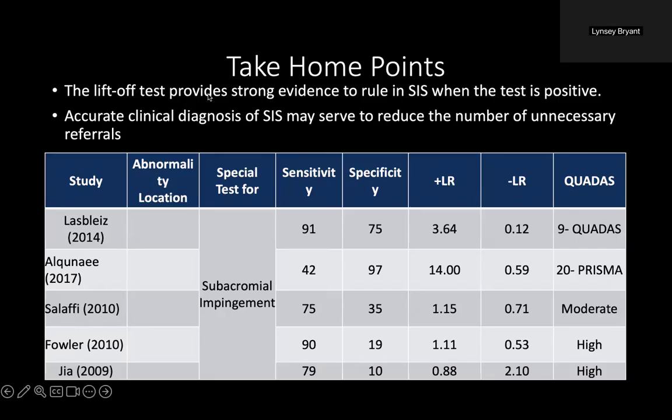And then the take-home points are just that the liftoff provides good, strong evidence to rule in SIS when the test is positive, and also showing that a whole battery of tests for subacromial impingement syndrome may serve well in reducing the number of unnecessary referrals to doctors or surgeons.